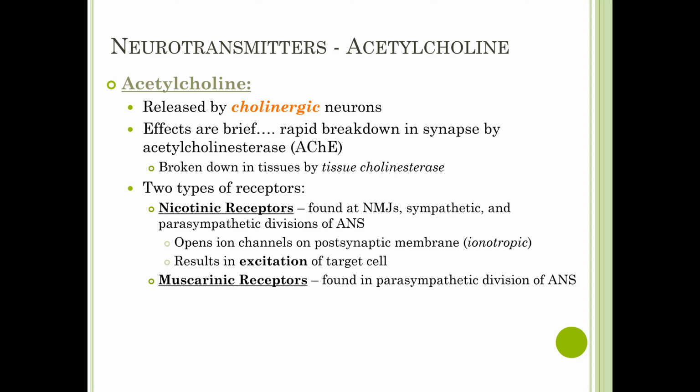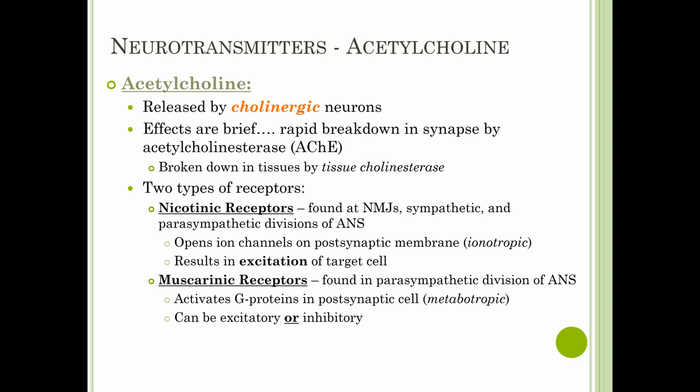The other type of acetylcholine receptor is called a muscarinic receptor. These are found primarily in the parasympathetic division of the autonomic nervous system. These are a metabotropic type receptor, meaning that when the neurotransmitter binds, you're going to get activation of a second messenger cascade inside the cell, which can eventually lead to opening of ion channels.